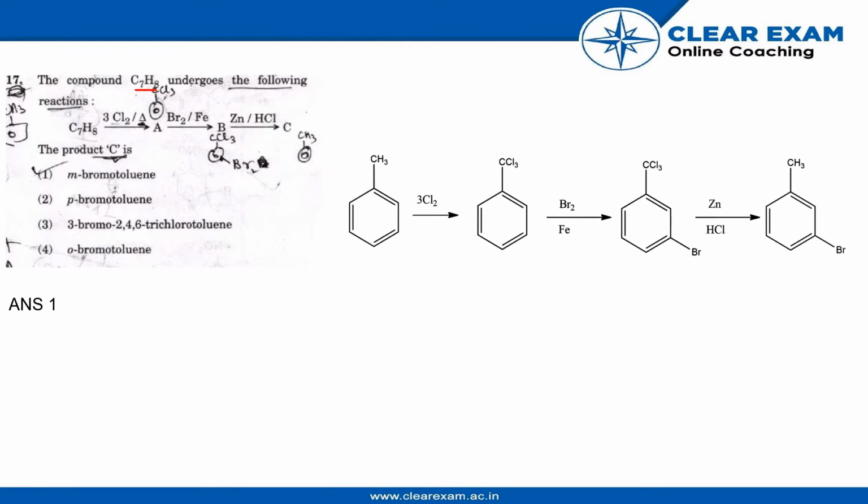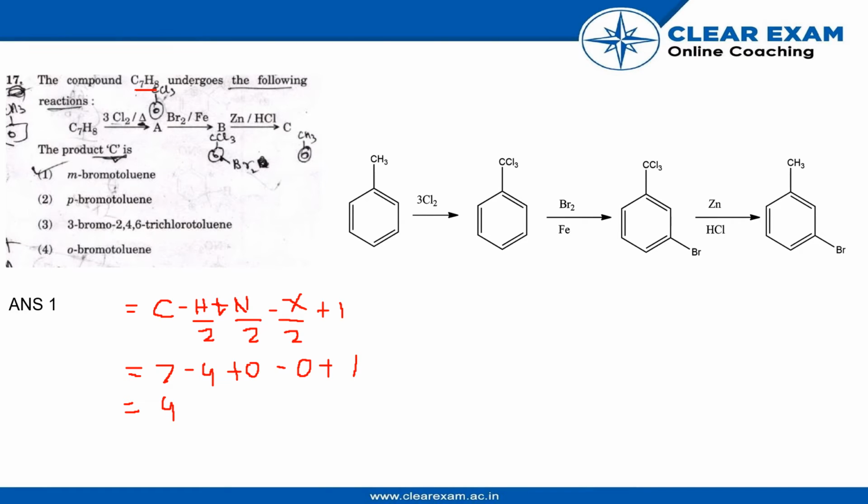the double bond equivalence, and the formula for that is C minus H upon 2, plus N upon 2, minus X upon 2, plus 1. So we will substitute the values. C is 7, minus H is 8, divided by 2, which will be equal to 4, and then plus 0, minus 0, as there are no N or halogen. So we will add 1. So this will come out to be 4. And the double bond equivalence for benzene is 4.